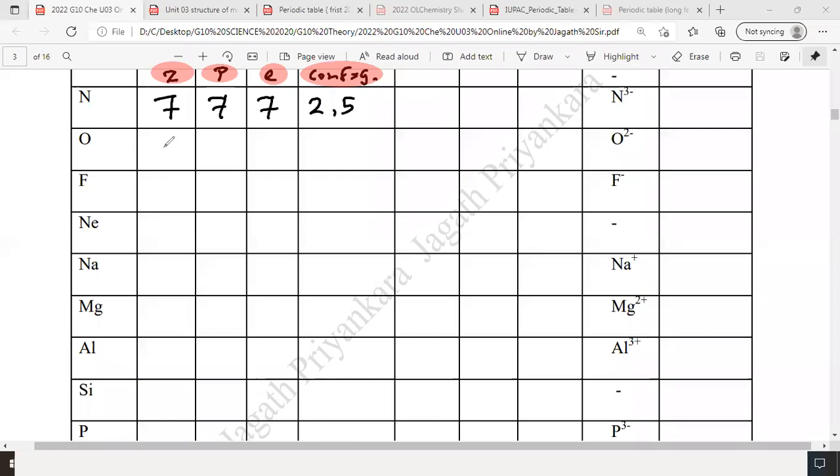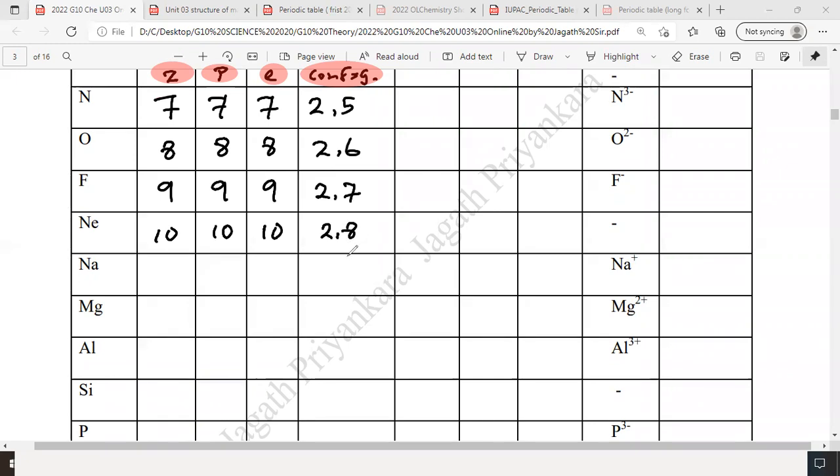Now you can continue. Oxygen atomic number 8. Protons 8. Electrons 8. Configuration 2 comma 6. Then fluorine, atomic number 9. Protons 9. Electrons 9. Configuration 2 comma 7. Electronic configuration 2 comma 7. Neon atomic number 10. Protons 10. Electrons also 10. Configuration 2 comma 8.